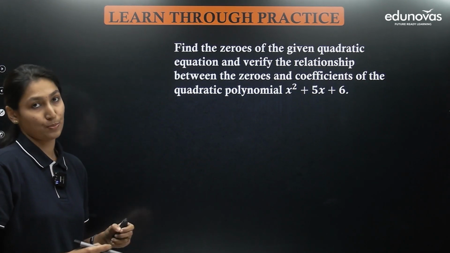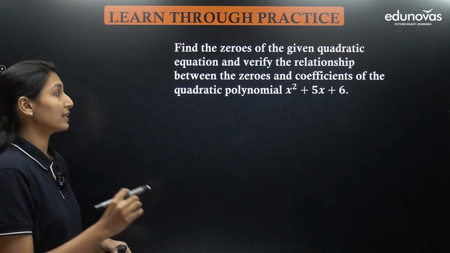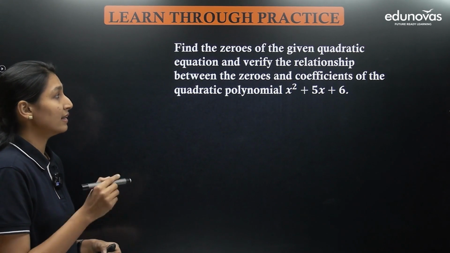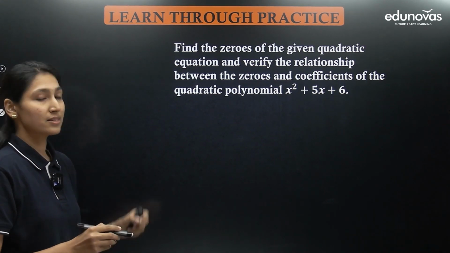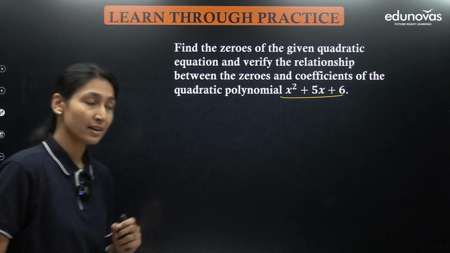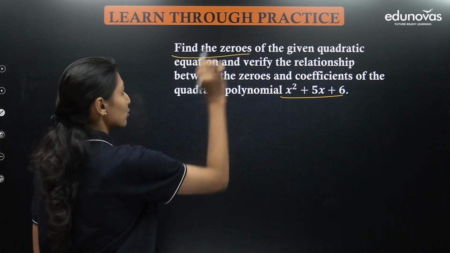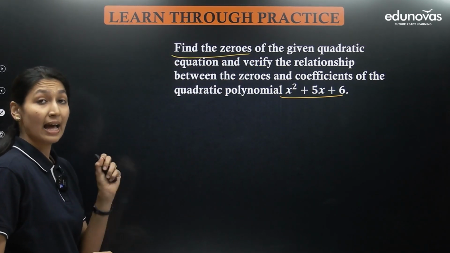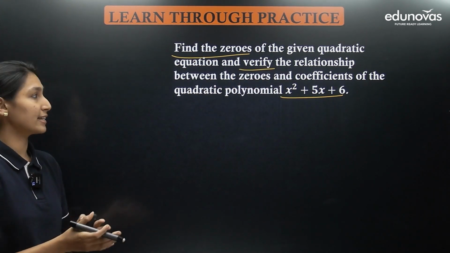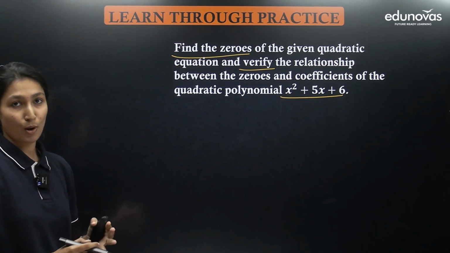So here is the first problem. Find the zeros of the given quadratic equation and verify the relationship between the zeros and the coefficients of the quadratic polynomial x square plus 5x plus 6. So a quadratic polynomial has been given x square plus 5x plus 6. We have to find the zeros for this quadratic polynomial, and then we have to verify the two relations which relates between the zeros and the coefficients of the quadratic polynomial.